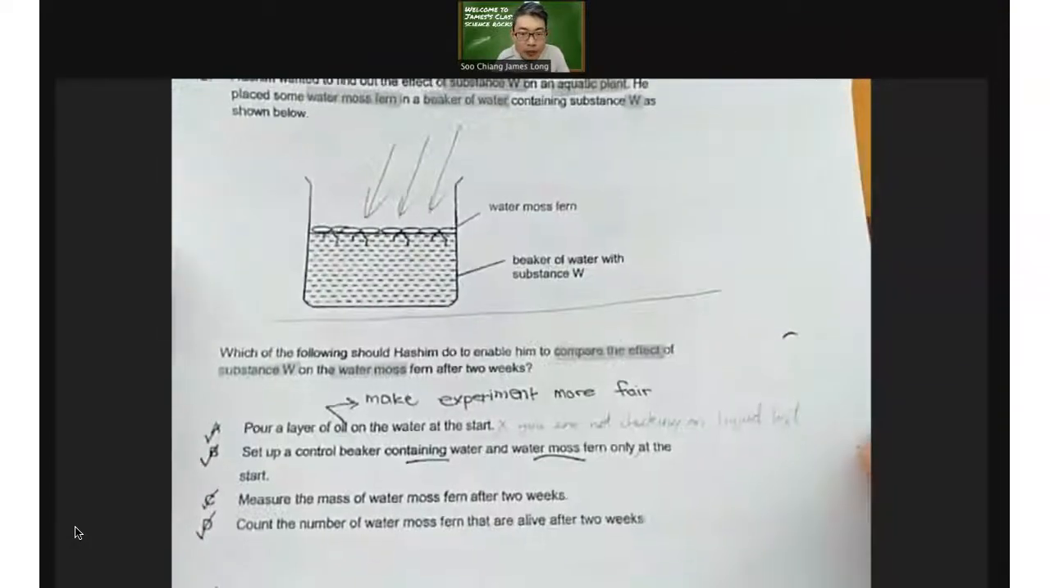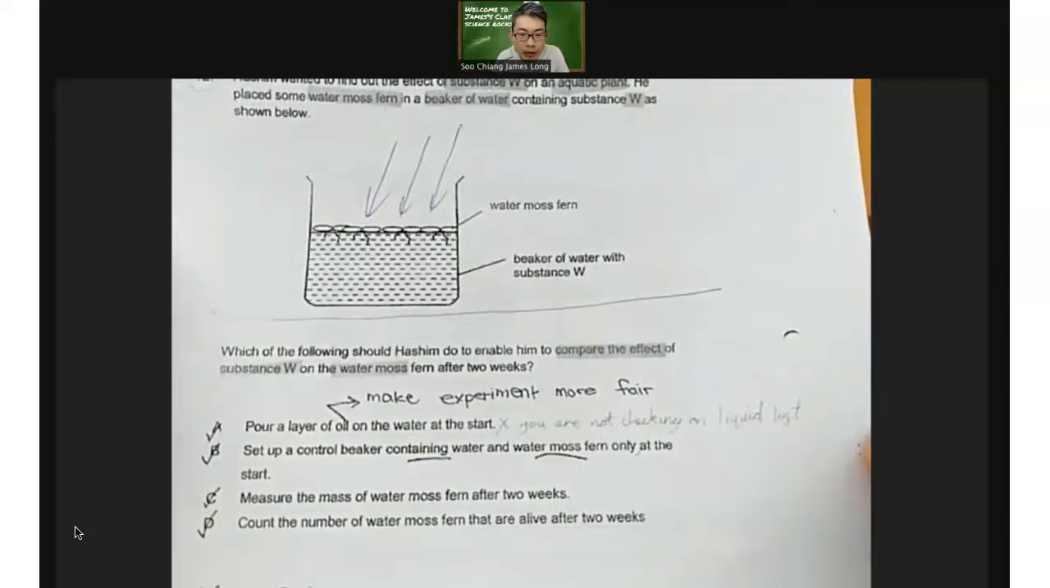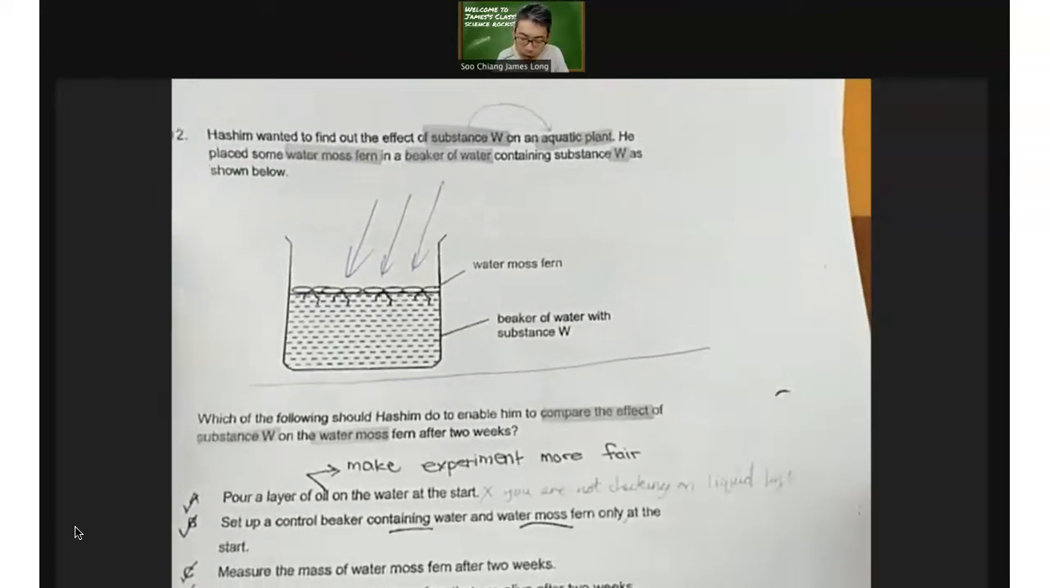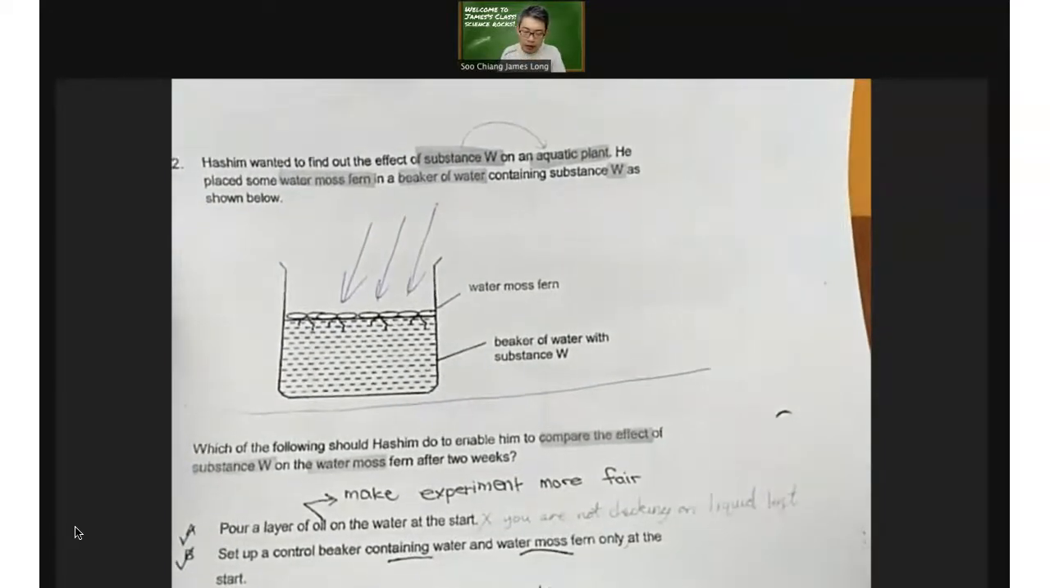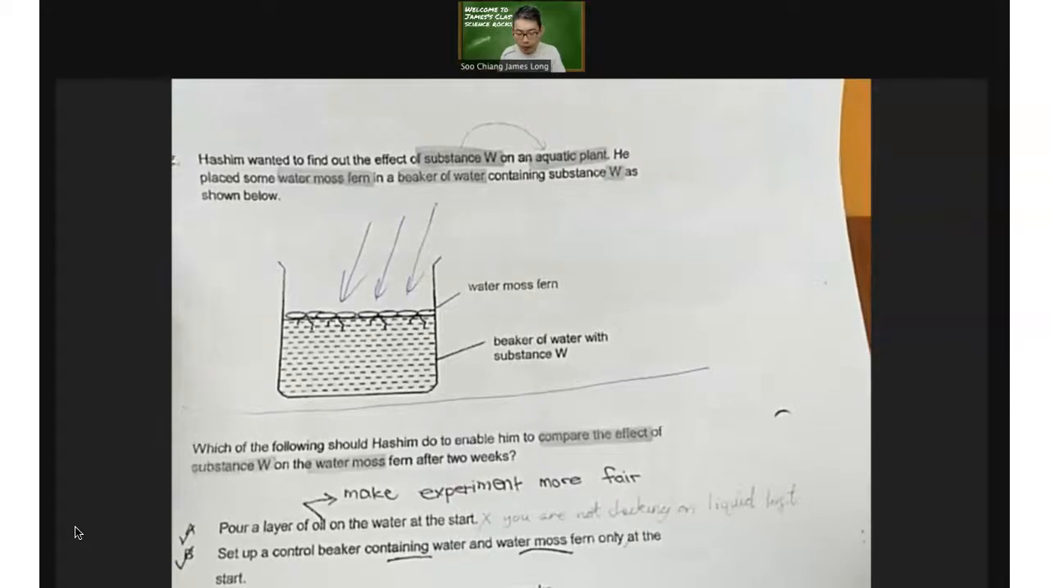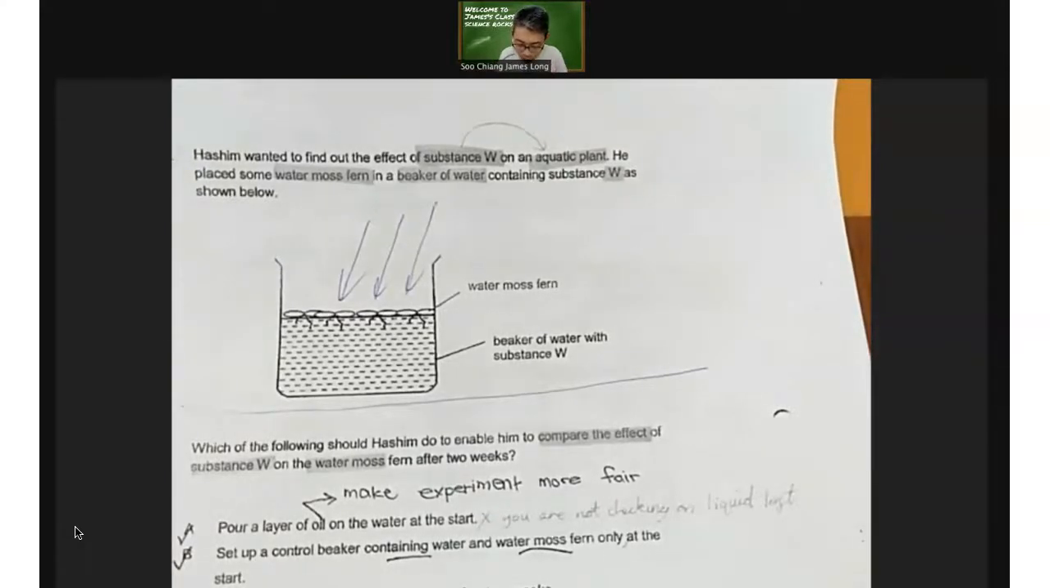Let me read on. Pour a layer of oil on the water. What's the purpose? So, effect. Okay, I must first say I don't think this is a very good question, because the person who designed the question must be able to tell the students quite clearly, through whatever clues given, the concept. As of right now, I can't see the concept. Is it about plant growth?